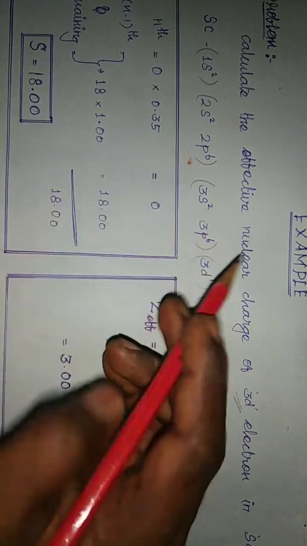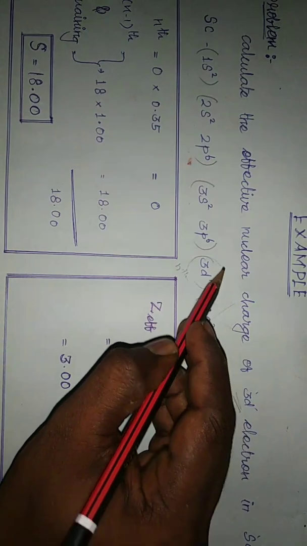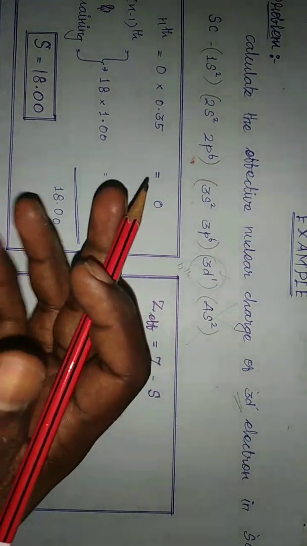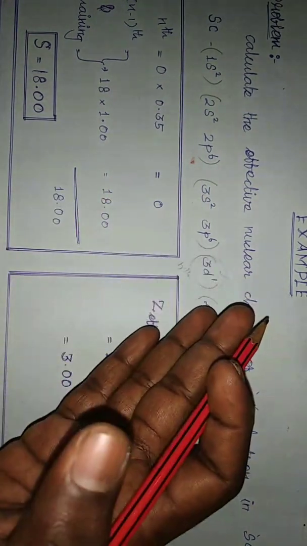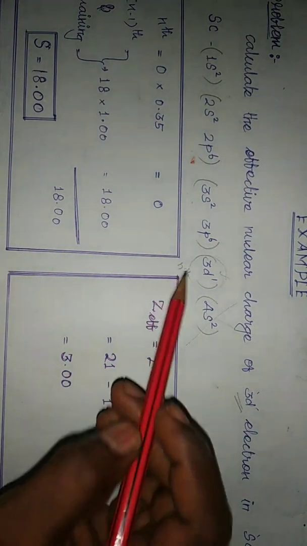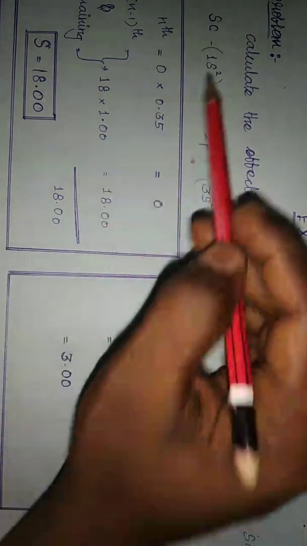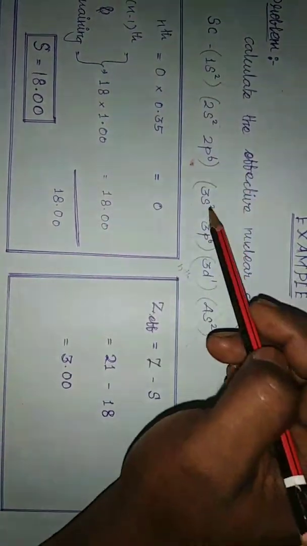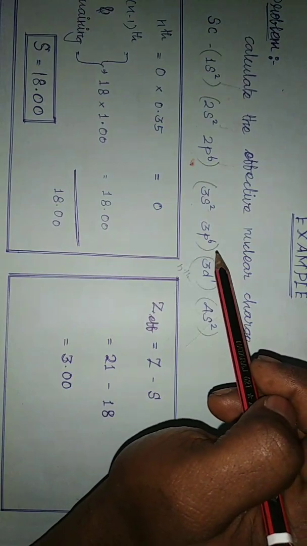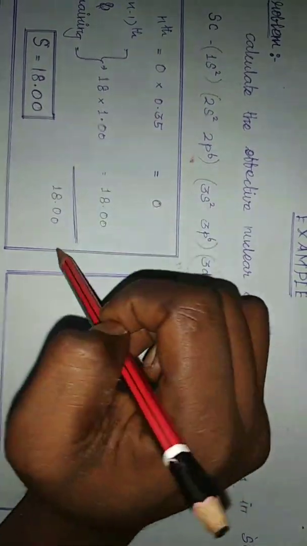Here, which is the nth shell? This is the nth shell. And one more thing, students: here the electron of interest is in a d orbital. So what should we do? We look only at the nth shell, and everything else we have to multiply by 1. In the nth shell we have only 1 electron, so no problem. Then the remaining further inside: 2, 4, 10, 12, 18. So 18 into 1 equals 18. S value is equal to 18.